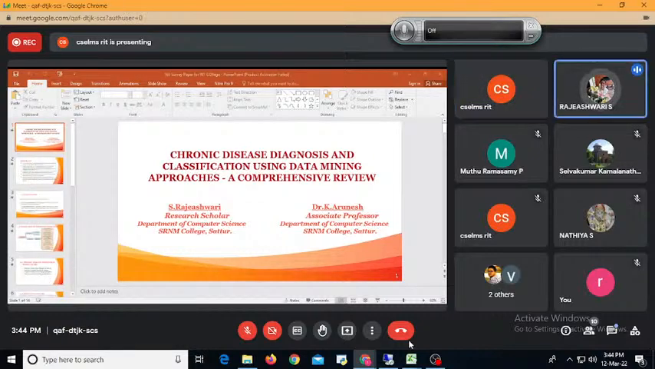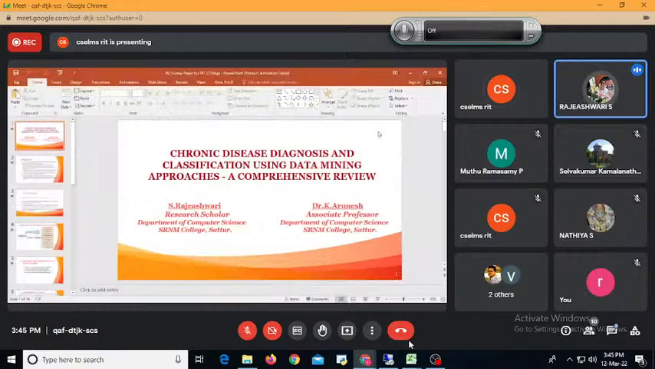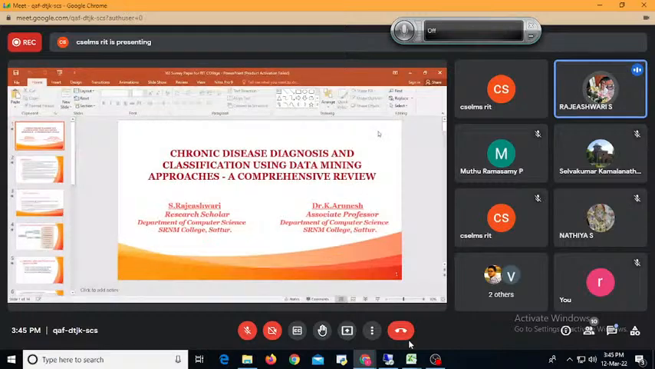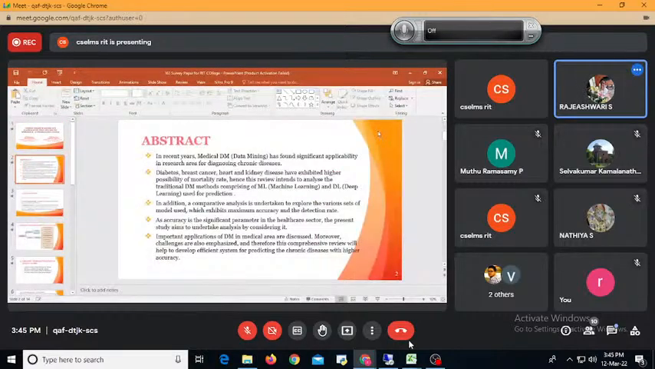My paper topic is chronic disease diagnosis and classification using data mining approaches. This is a review paper about chronic disease. We all know there are several chronic diseases. In my review paper, I focus on four important diseases: diabetes, breast cancer, heart disease and kidney disease.